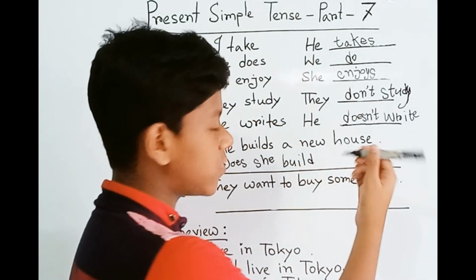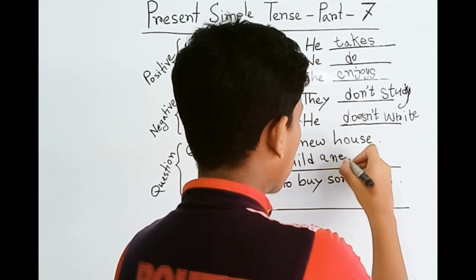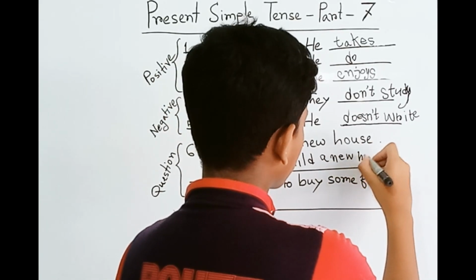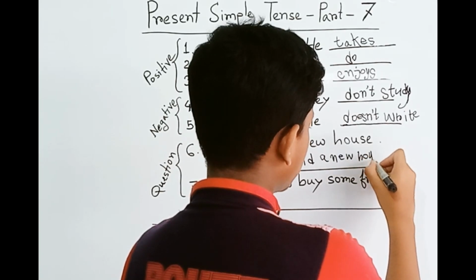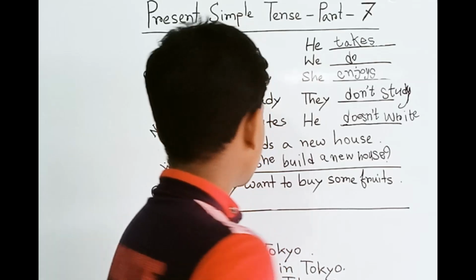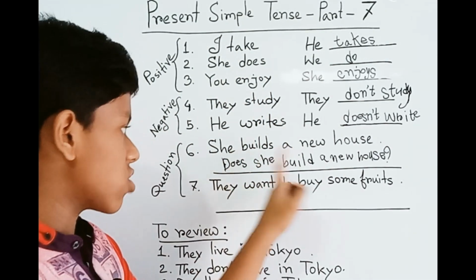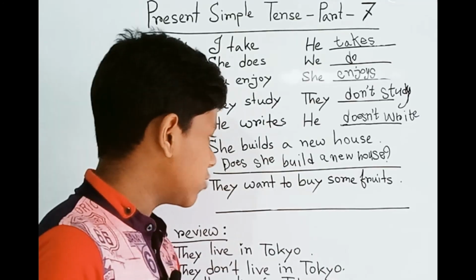So we can write the object here: a new house, H-O-U-S-E, house. Does she build a new house? She builds a new house. Does she build a new house? It will be the same here.